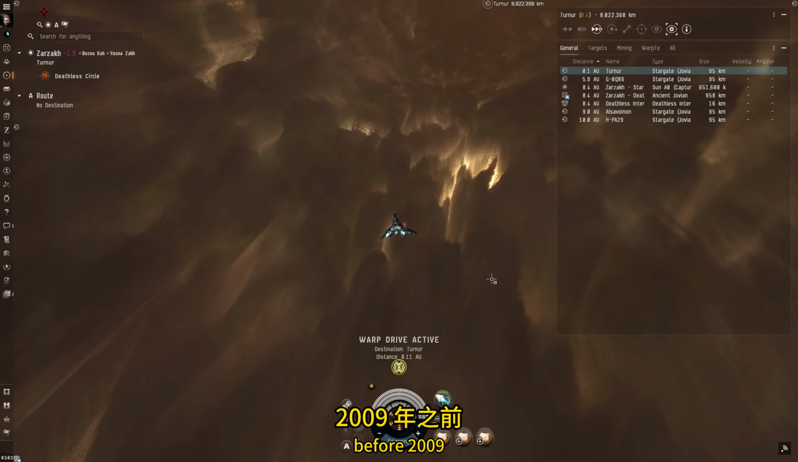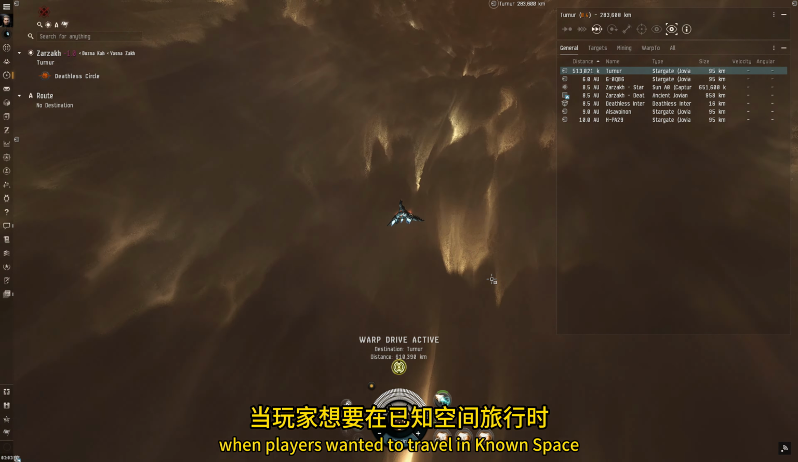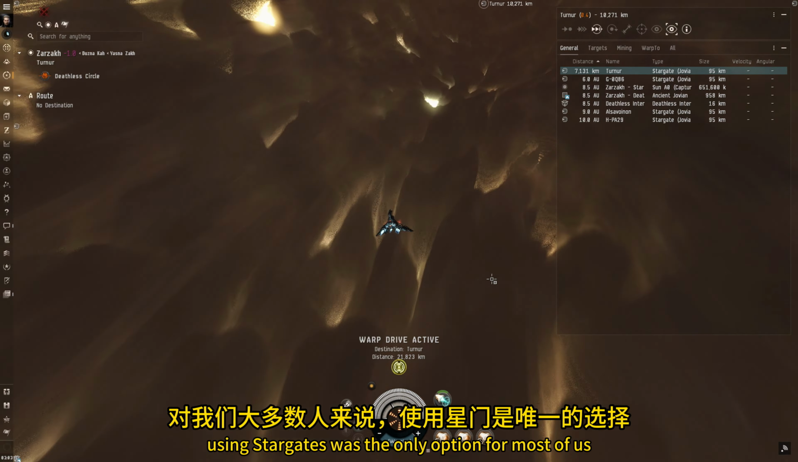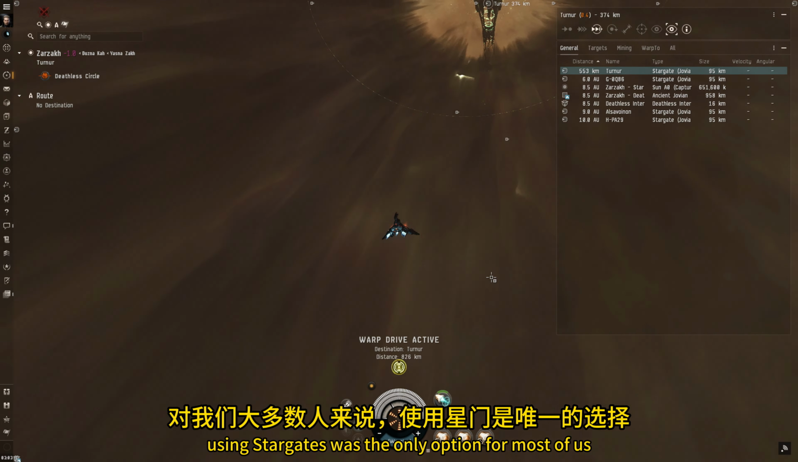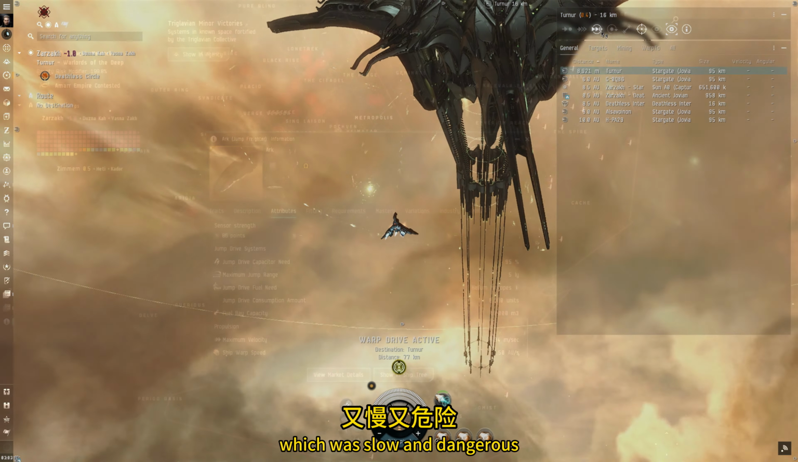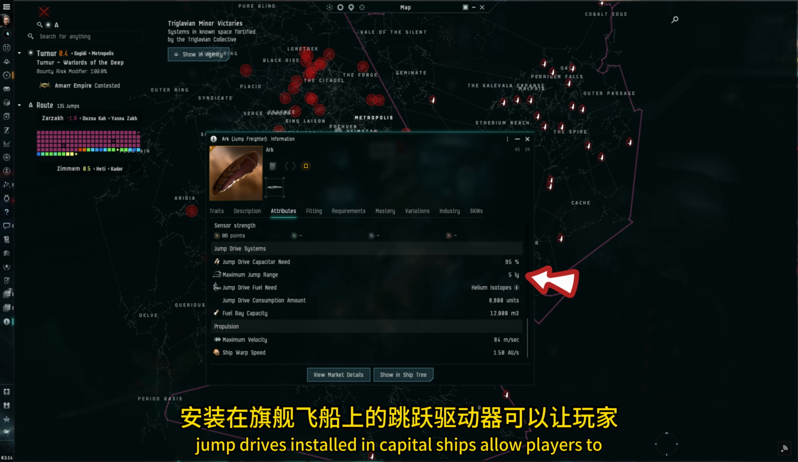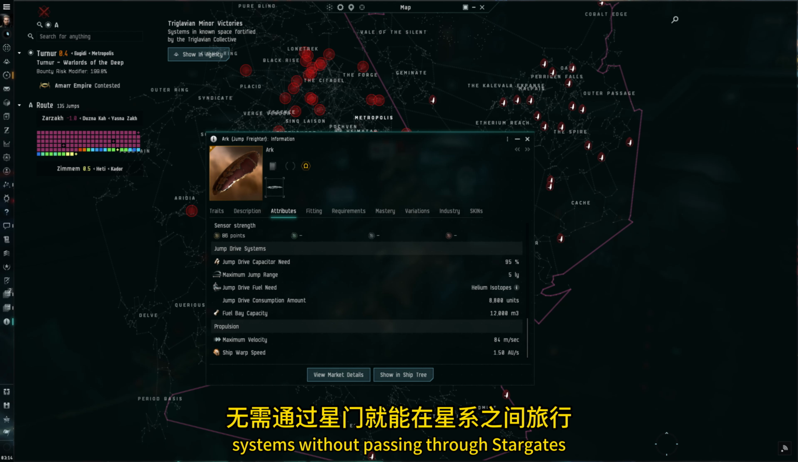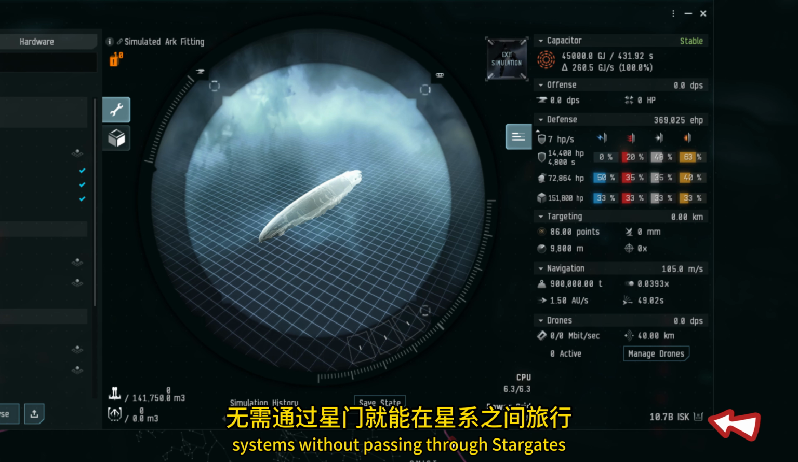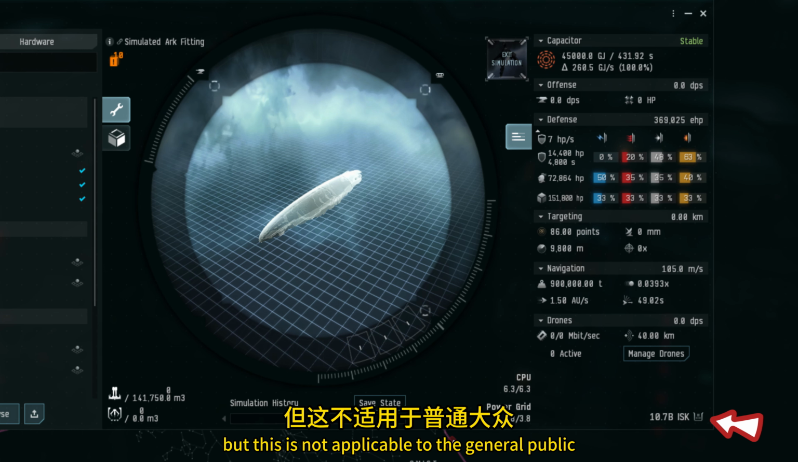Before 2009, when players wanted to travel in known space, using stargates was the only option for most of us, which was slow and dangerous. Jump drives installed in capital ships allow players to travel between systems without passing through stargates, but this is not applicable to the general public.